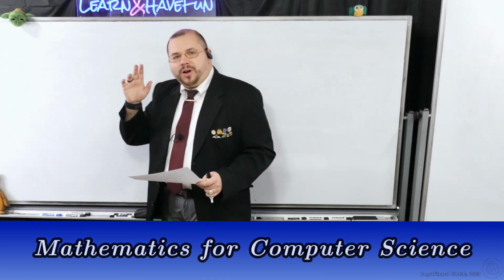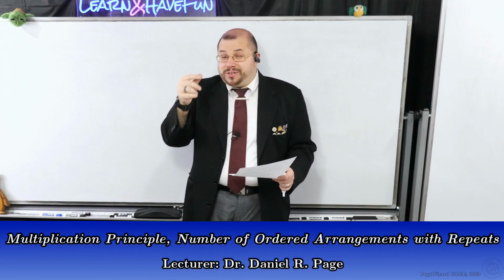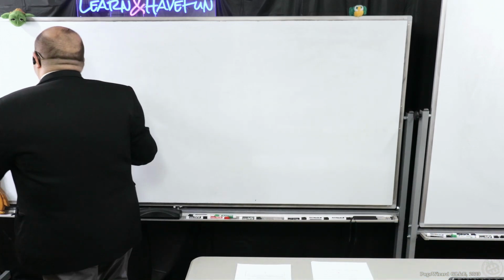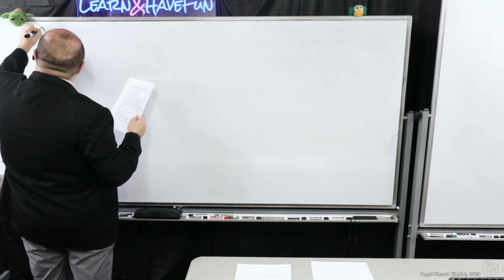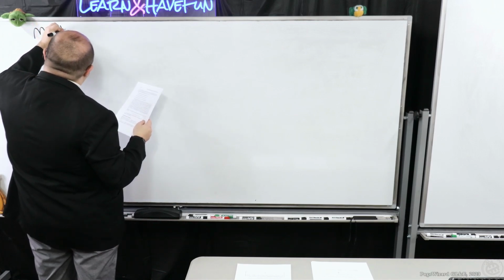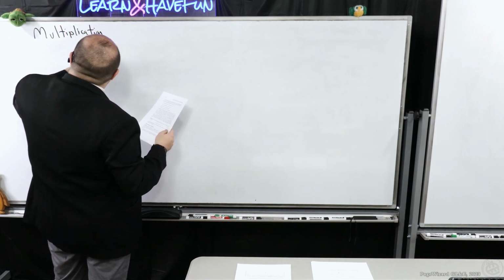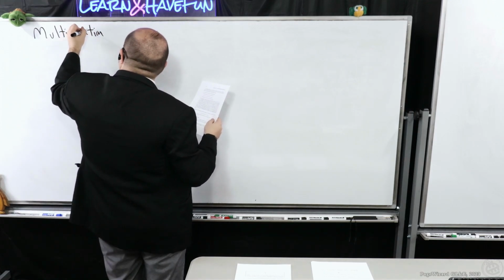So previously we talked about the addition principle and also its generalization, the inclusion-exclusion principle. So now we're going to talk about the multiplication principle, which is very helpful for a lot of the kinds of combinatorial objects we're going to talk about. The multiplication principle.